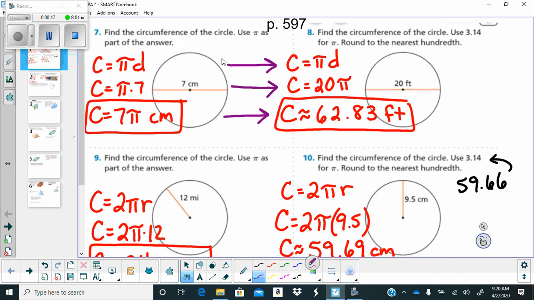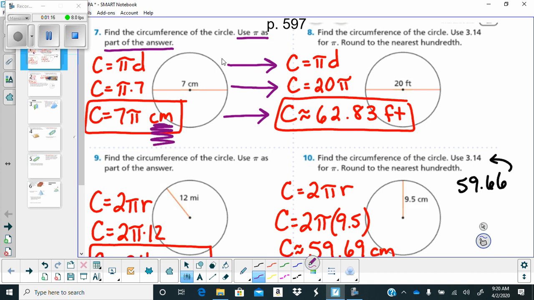What I'm trying to do is get you geared up to take geometry in a few years. Look at number 7. Remember, it says use pi as part of the answer. Sometimes they'll leave your answer in terms of pi. That means you don't have to take your calculator and type in 7 times pi, which would be about 7 times 3, which would be about 21-ish. You don't have to do that. You can leave your answer as 7 pi. Don't forget to label your answers.